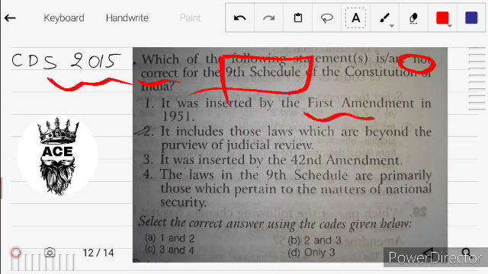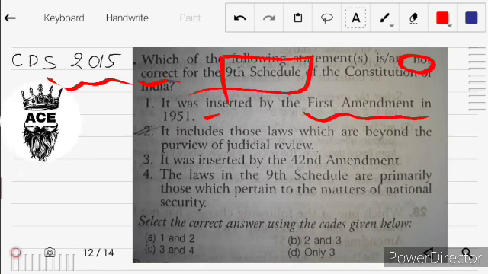Ninth schedule was added by the First Amendment Act of 1951. Is this correct? Yes, the First Amendment added the ninth schedule, so it is correct. Just a minute. Ninth schedule, first schedule. Okay, fine. The first statement is correct. I just missed out that. Sorry.